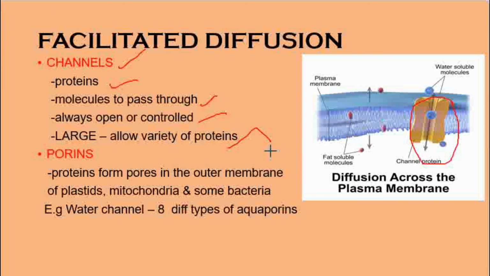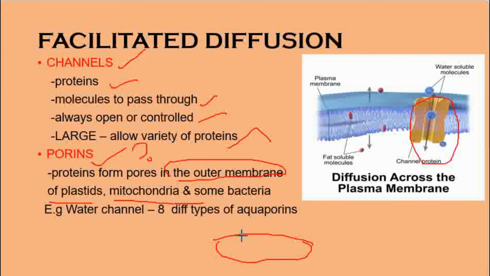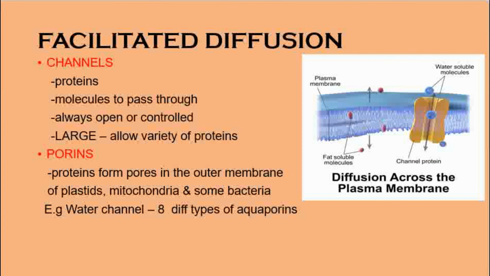Coming to porins, what are porins? So porins are proteins that form pores in the outer membrane of plastids, mitochondria, and even in some bacteria. So they are called porins. An example for porins is the water channel, which has 8 different types of aquaporins. Aqua means water, porin means the protein which forms pores in the outer membrane. So this water channel is an example of a porin.